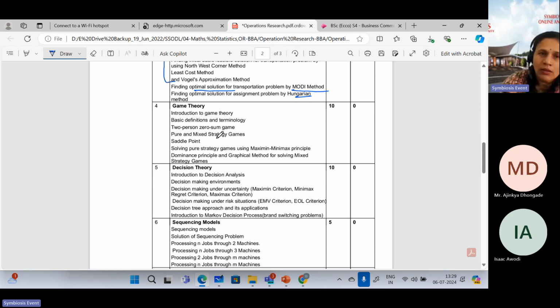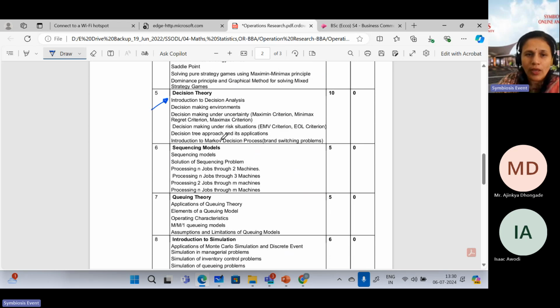And in this way, we reach the fourth module, game theory. I had planned to do this today, but as there is no time left, we'll do it in the next class. And for decision theory, the entire recording is available, so just go through it. I'm not going to explain each and every concept of decision theory. If you have any specific doubt in it, I'm happy to explain, right?